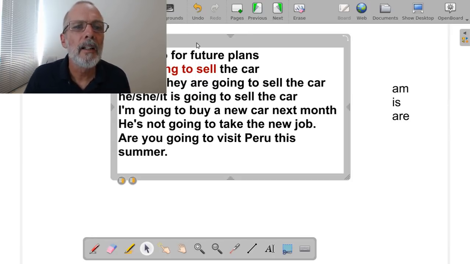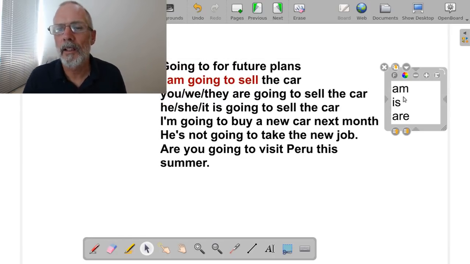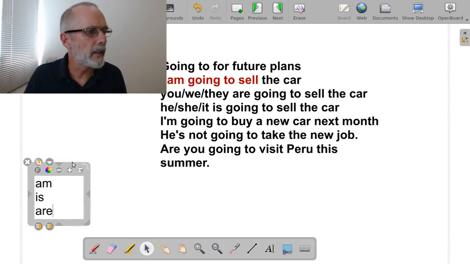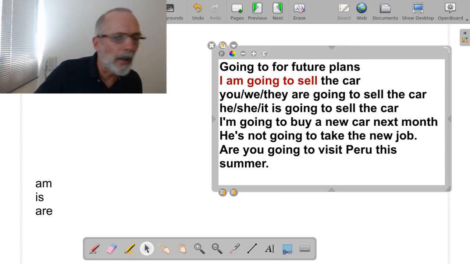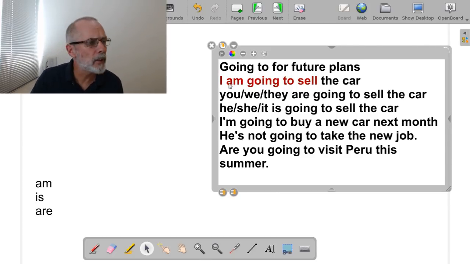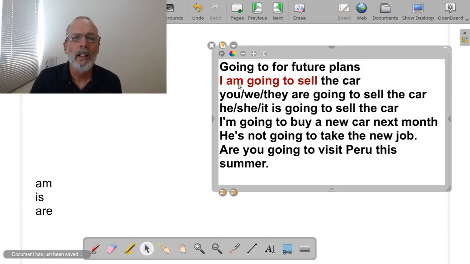Sorry, you can't see it. I need to move it over here. I had it too far over there. Sorry about that. Here again, let me explain the structure again because you couldn't see it very clearly. Going to for future plans, you need to use the subject, the verb be, then going to, and then the main verb. I am going to sell the car.